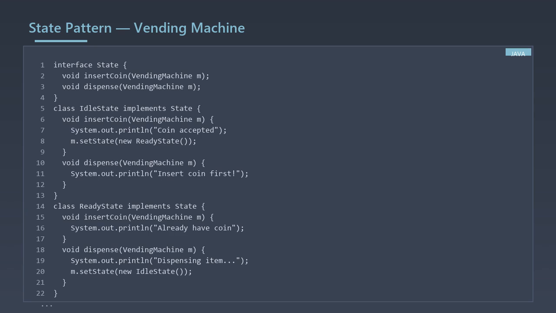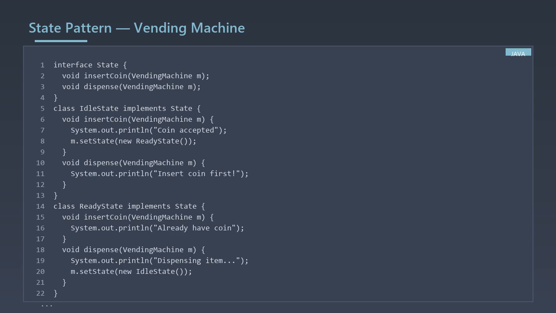We have a state interface with 2 methods, insert coin and dispense. Idle state: if you insert a coin, it accepts and transitions to ready state. If you try to dispense without paying, it says insert coin first. Ready state: if you insert another coin, it says already got one. If you dispense, it gives the item and goes back to idle. Notice, no if-else anywhere. Each state handles its own logic.